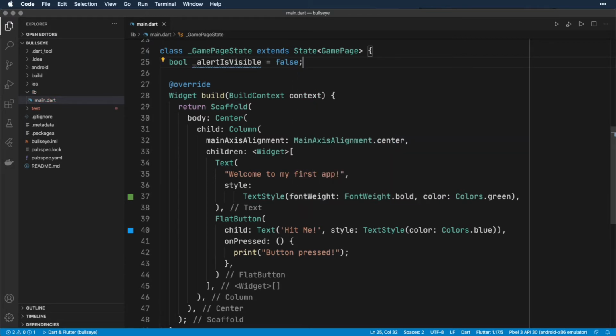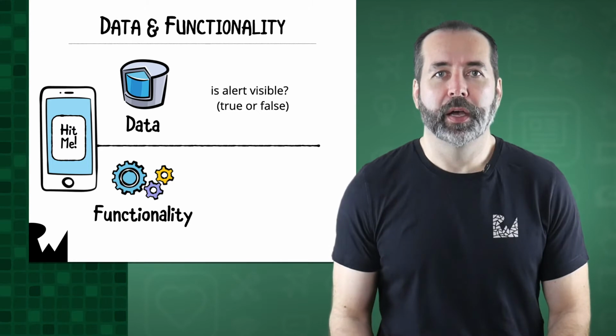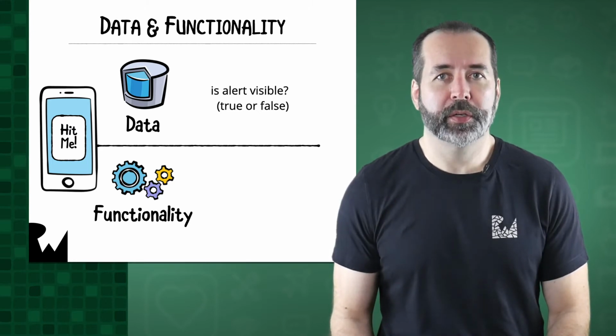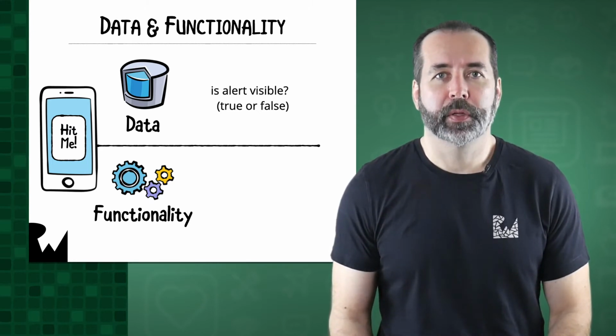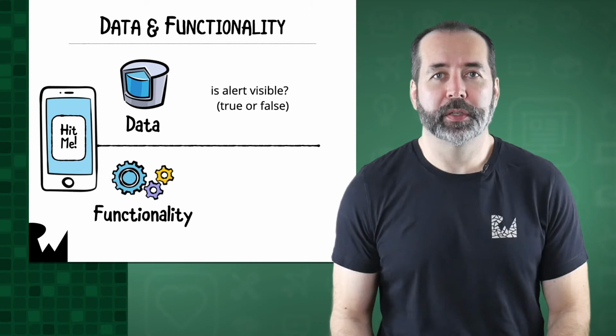The underscore on _alertIsVisible is indicating that the alertIsVisible property is private to this class. It turns out that when it comes to displaying a pop-up alert, there are only 2 possible conditions. Either the pop-up alert is on the screen or it isn't. When the app first starts, the pop-up alert isn't visible, so the state variable alertIsVisible is false.